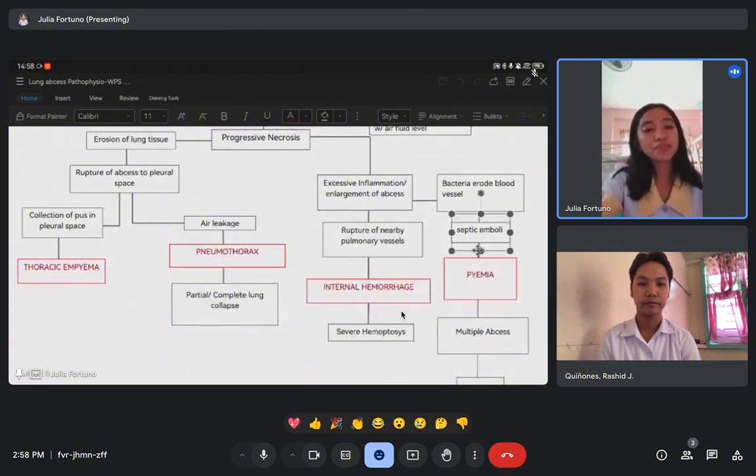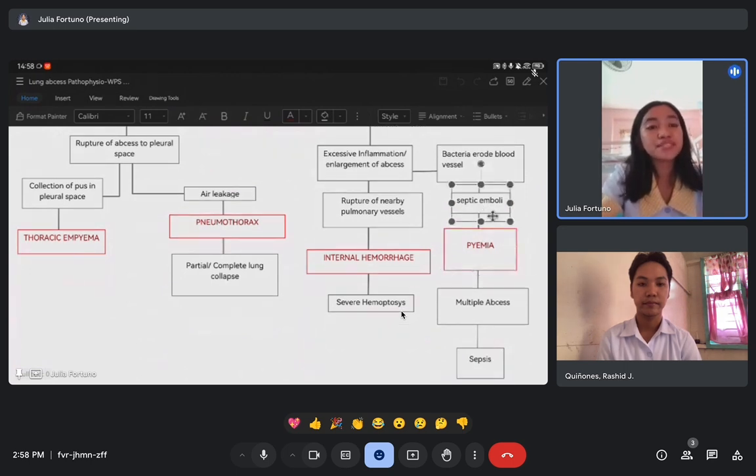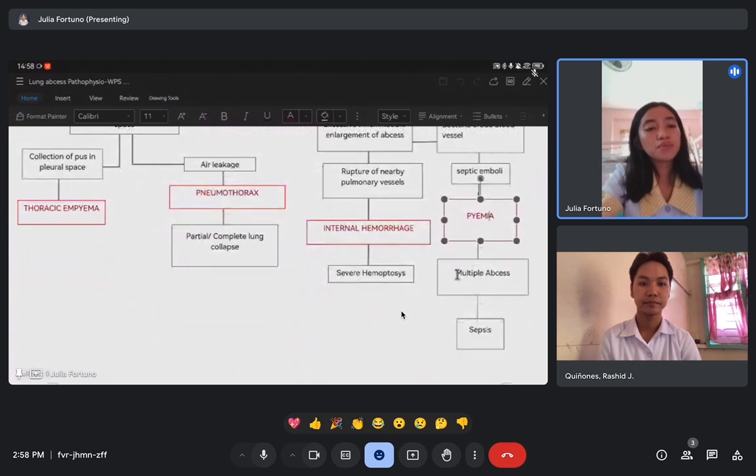Then this will cause septic emboli, or the presence of an object or particle in the bloodstream that will cause pyemia, or the circulation of this foreign or infective object in the bloodstream. Septic emboli is the presence, while pyemia is when it circulates throughout the body. Then this will cause multiple abscess and sepsis.